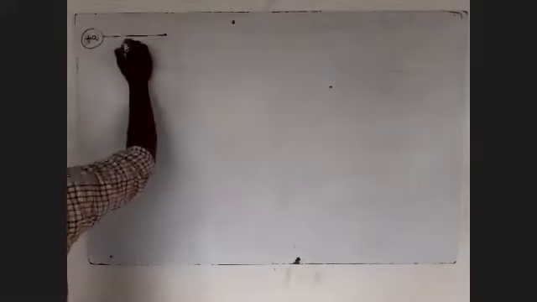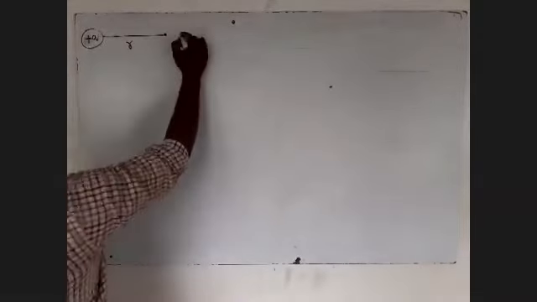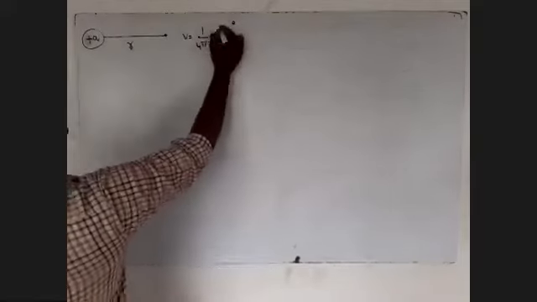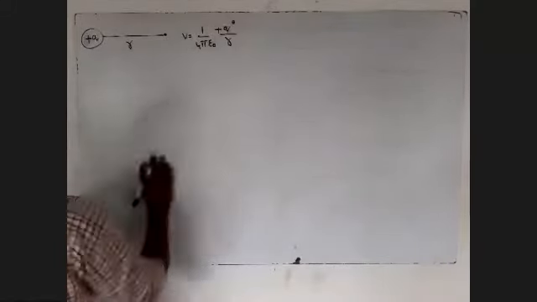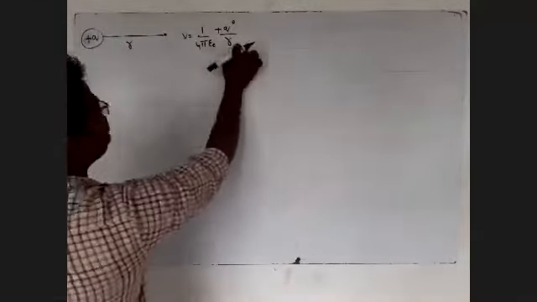Okay, so first model. This is a positive source charge. At this point, from here to here, the distance is R. What is the electric potential at this point? V is equal to 1 by 4 pi epsilon naught, charge positive Q, by distance R. So the electric potential is V is equal to 1 by 4 pi epsilon naught plus Q by R.